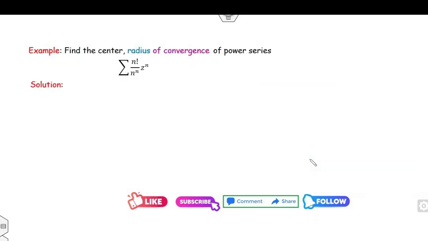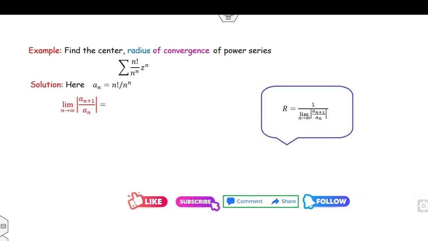Look at the next one. Again, your target is to find the center and the radius of convergence. What is a(n)? n factorial over n raised to power n. So I can start with this case again: the limit as n approaches infinity of a(n+1) over a(n), which is (n plus 1) factorial over (n plus 1) raised to power (n plus 1), times n raised to power n over n factorial.